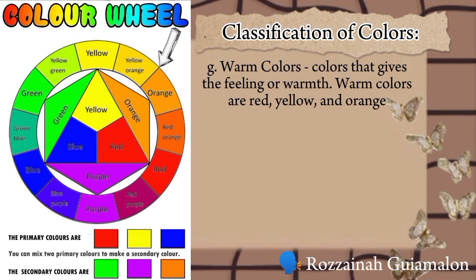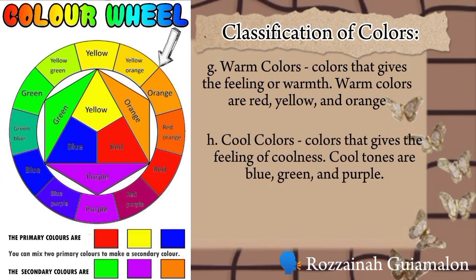Pangalawa, sa halimbawa ng warm colors natin ay yung color yellow. Ito ay kulay na nagpapahiwatig ng kasiyahan, liwanag at positive energy. Ito ay madalas na nauugnay sa pag-asa, kasiyahan at pagiging positibo. Ang pangatlong halimbawa natin sa warm colors ay yung color orange. Ito ay kulay na nagpapahiwatig ng energy, init at pagkamalikhain. Ito ay madalas na nauugnay sa pagkamalikhain at pagiging aktibo. So, ang panghuli ay yung cool colors.